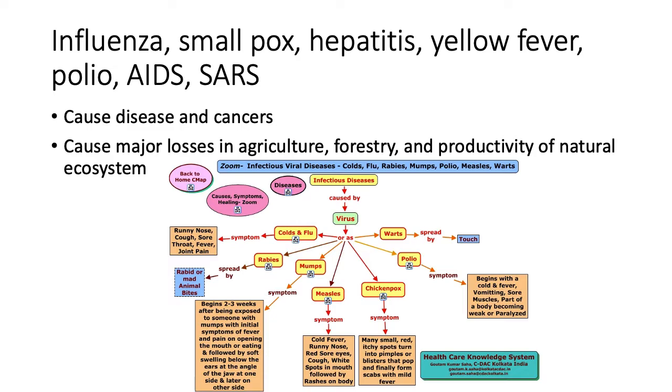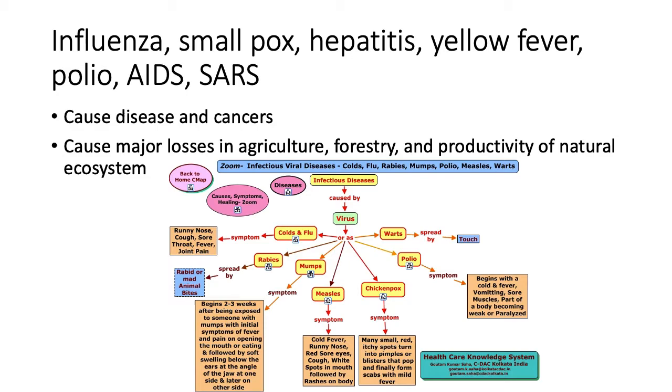So influenza, smallpox, hepatitis, yellow fever, polio, AIDS, SARS, these are all types of viruses. I put a little flow chart here. Colds and flus can be caused by viruses, rabies, mumps, measles, chickenpox, polio, warts. So yeah, they're all viral diseases. They can cause disease. I'll talk about how some viruses have actually been associated with cancer. And another reason why we should study viruses is that there are viruses that affect plants. So we have major losses in agriculture and forestry, especially with trees. And viruses can affect the productivity of our natural ecosystem. So it's important to study viruses.